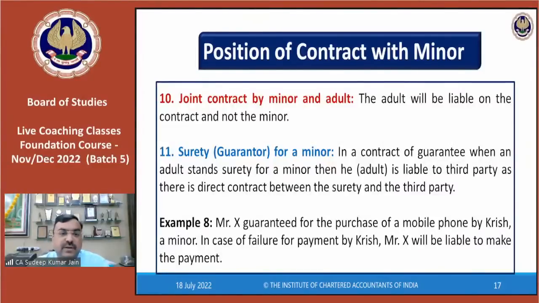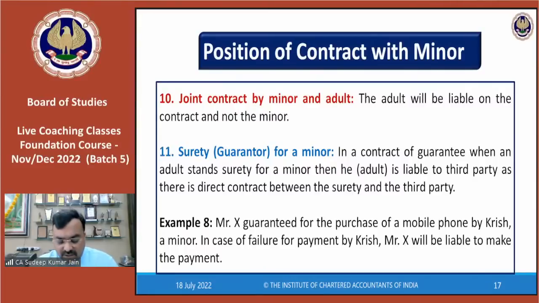Next point, in case of any contract jointly entered by minor and adult, for example, me and my son, only the adult will be liable, minor will not be liable. If one person becomes the surety for a minor, guarantor, in a contract of guarantee, when an adult stands surety for a minor, then adult is liable to third party as there is direct contract between surety and the third party.